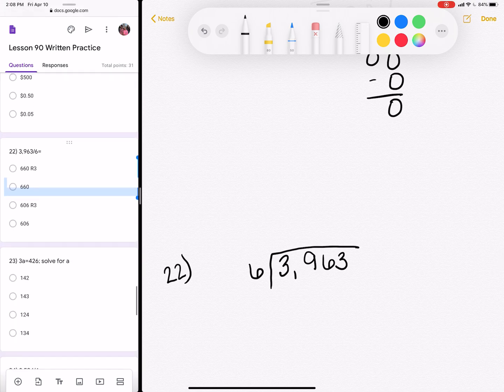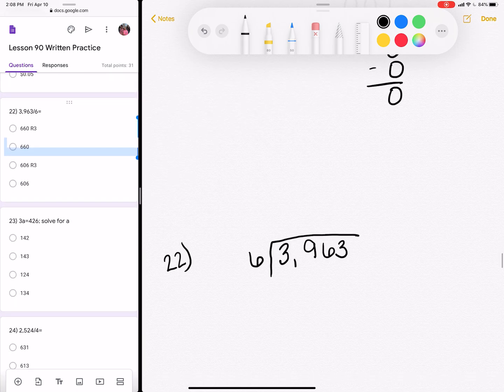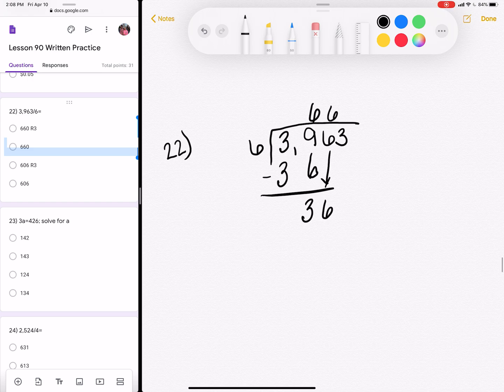22. 3,963 divided by 6. 6 will go into 39 6 times. 6 times 6 is 36. 9 minus 6 is 3. Bring down a 6. Again, 6 times 6 is 36. 36 minus 36 is 0. Bring down your 3. And this is why it's important to keep up those patterns.